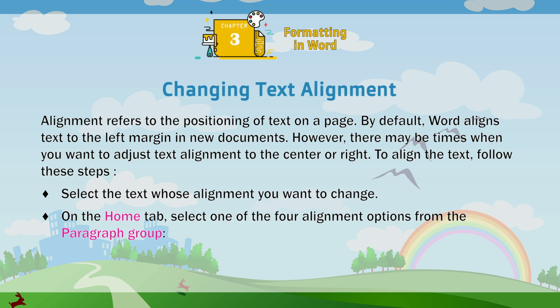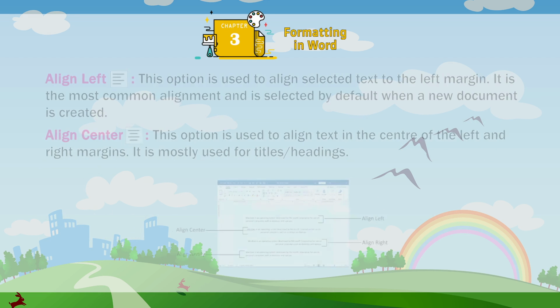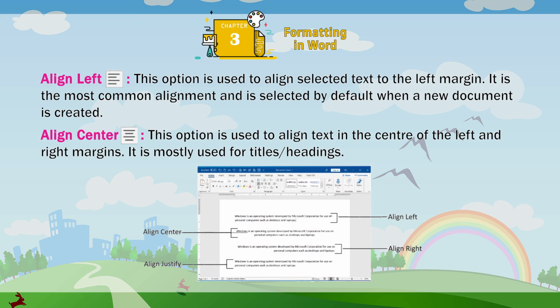Select the text whose alignment you want to change. On the Home tab, select one of the four alignment options from the paragraph group. Align left. This option is used to align selected text to the left margin. It is the most common alignment and is selected by default when a new document is created.